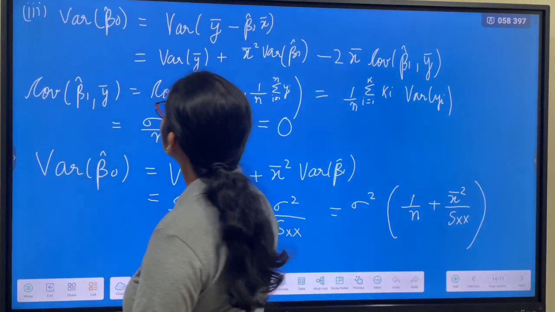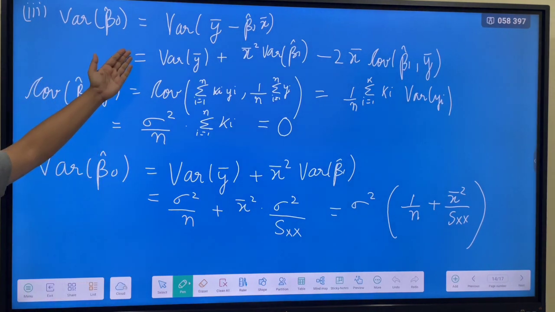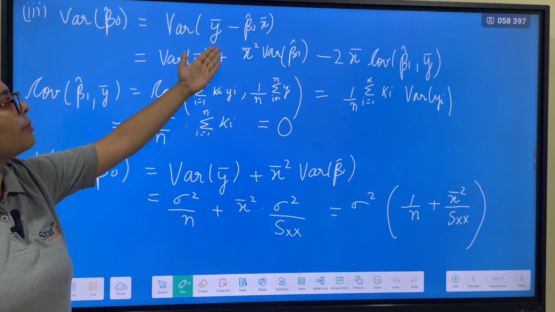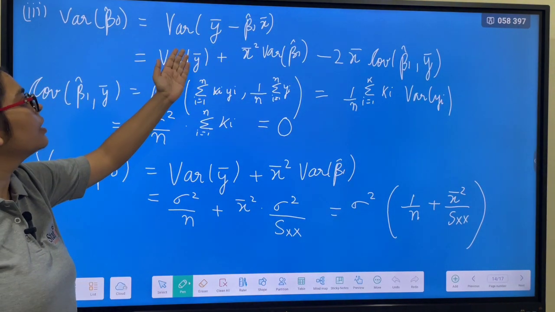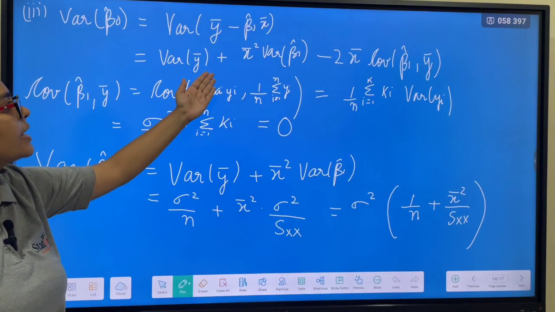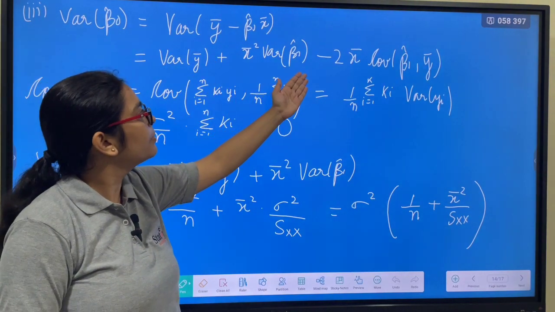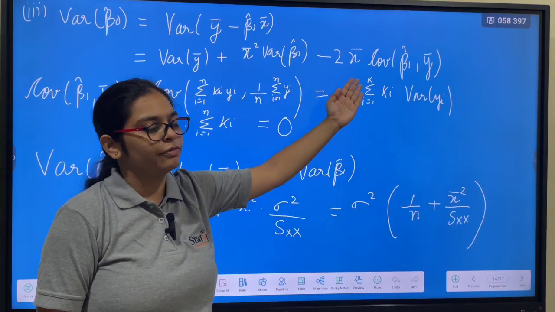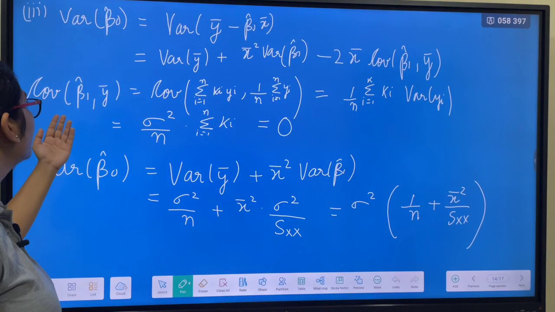Now the third and the last property is the variance of beta naught cap. We will write it as variance of y bar minus beta 1 cap x bar. So opening the variances, we get variance of y bar plus x bar square variance of beta 1 cap minus 2 x bar covariance of beta 1 cap and y bar.